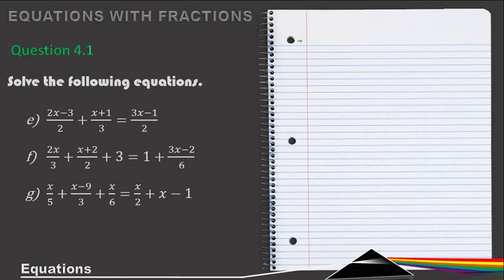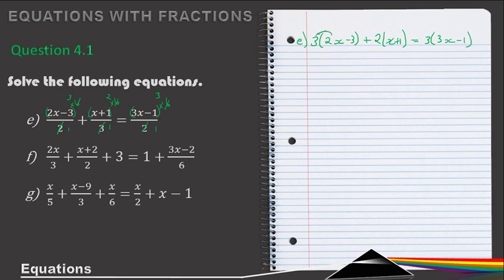Right, so E. We have 2, 3, 2. Lowest common denominator is 6. So I'm going to multiply by 6, and multiply by 6. Then cancel. 2 goes into itself once and into 6 3 times. 3 goes into itself once and into 6 2 times. 2 goes into itself once and into 6 3 times. So what I have is then 3, this 3, multiplied by this 2x minus 3, plus 2 multiplied by x plus 1, and then equal to 3 multiplied by 3x minus 1.